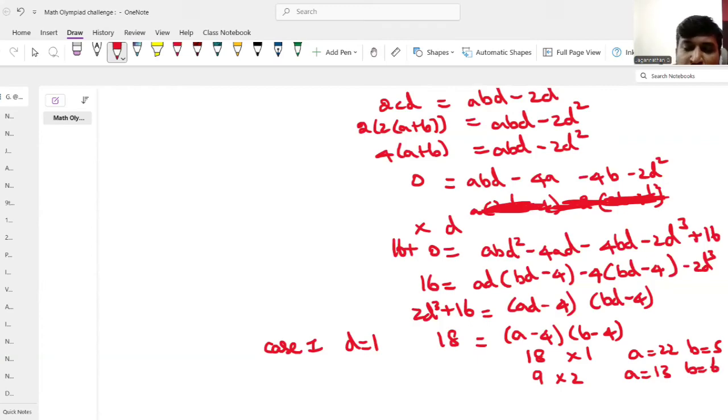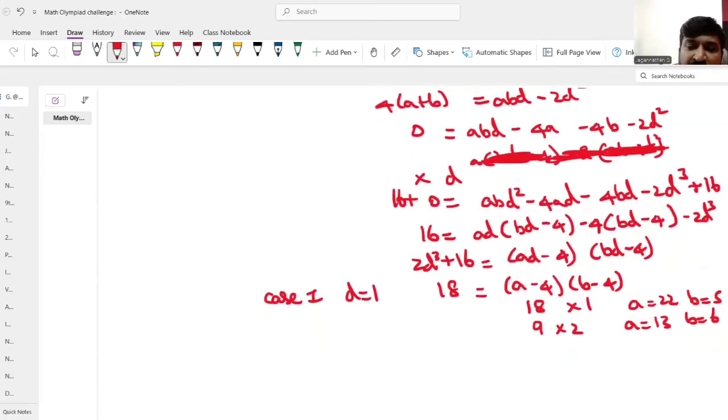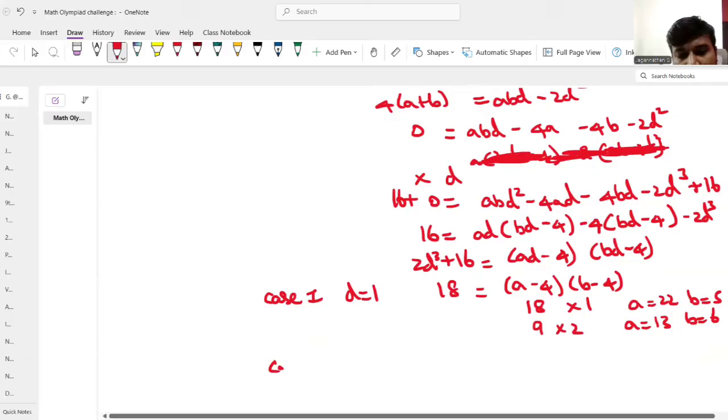Afterwards, 18 into 1, 9 into 2, then whatever else you write will just be the reverse. There A will become less than B, so I won't be taking those cases. With these values of A and B, you already have a relationship between C and A and B, so you can just get to know the values. The answer sets will be available. I'm not elaborating those things because they are very procedural. You can do it yourselves.